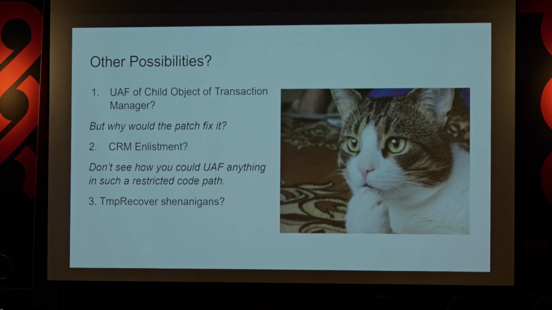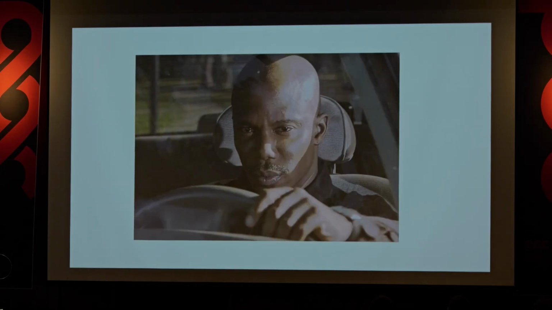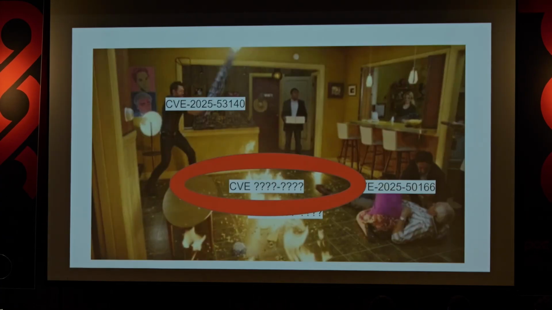Finally, maybe this has something to do with TmpRecover. You can actually recover KTM objects from a log file, and maybe you're fuzzing the log file itself and then causing it to be in a weird state. But again, this begs the question: what are you using after freeing? So I'm sorry to leave you guys with more questions than answers, but for this vulnerability, I don't really understand how it works. Next, let's take a look at the next vulnerability.